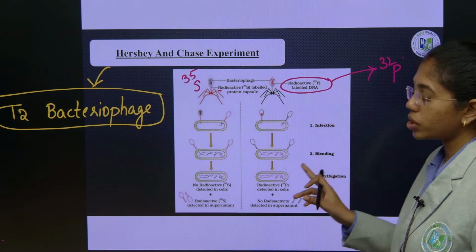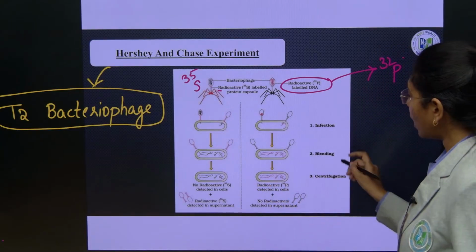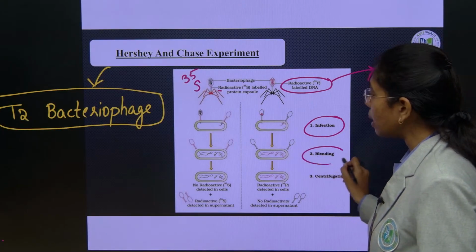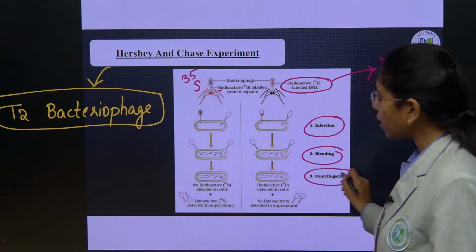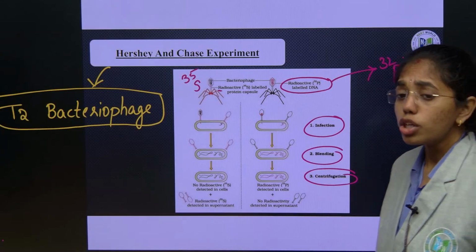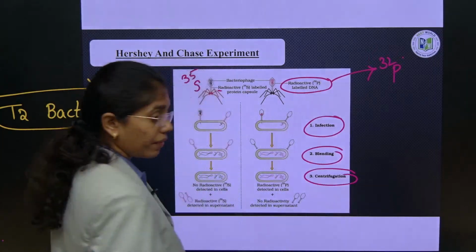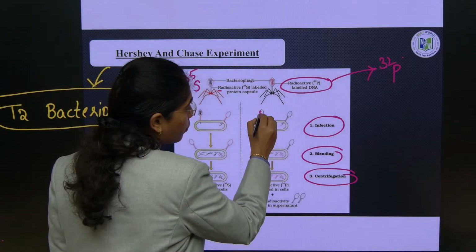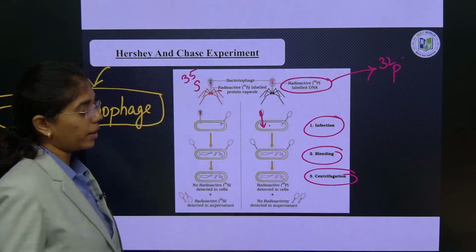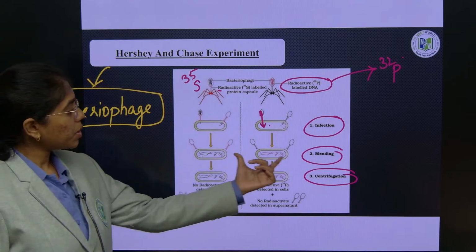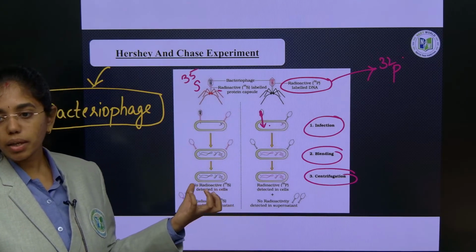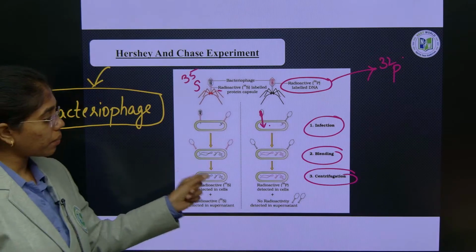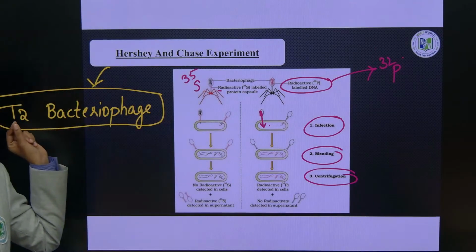Now there are three steps in this experiment. One is infection, where the bacteriophage infects the bacteria. Second is blending and third is centrifugation. In the infection step, as we have learnt in the lytic and lysogenic cycles, the genetic material from the bacteriophage is injected into the bacteria. The second step is blending: mixing of the genetic material, both viral and bacterial. Now viral genetic material is integrated into the bacterial genetic material, yes or no?